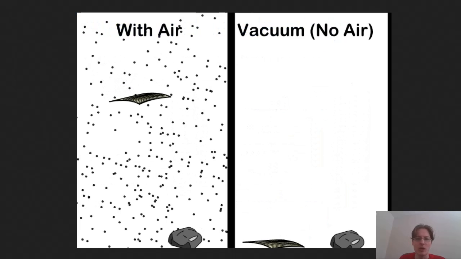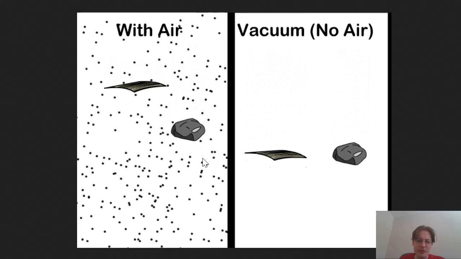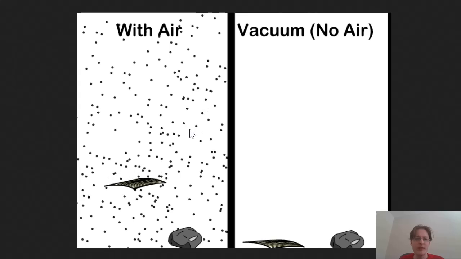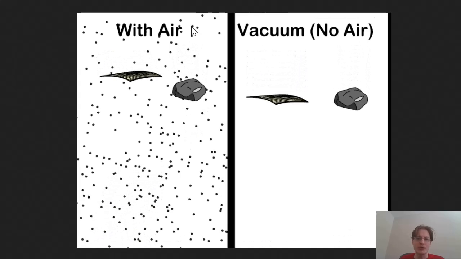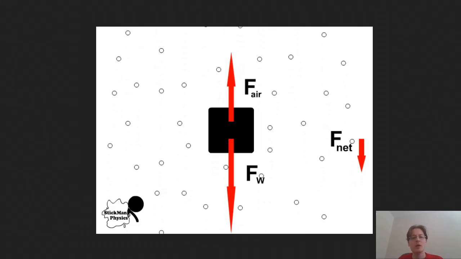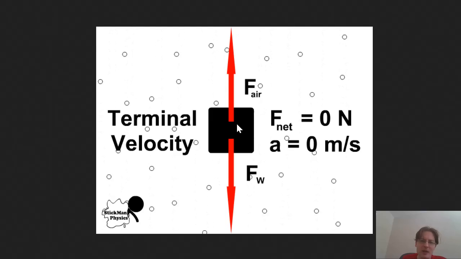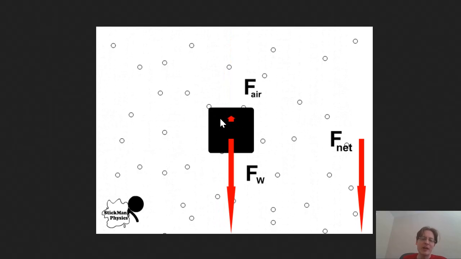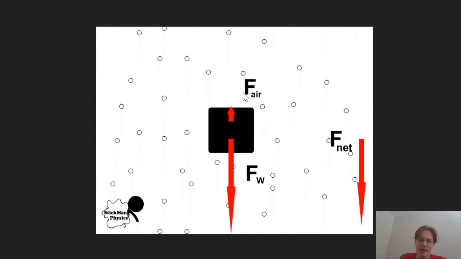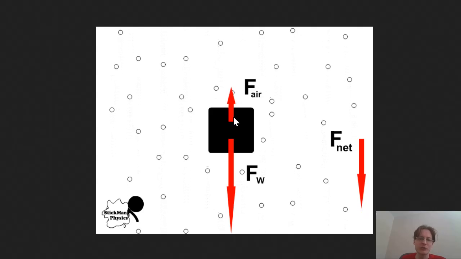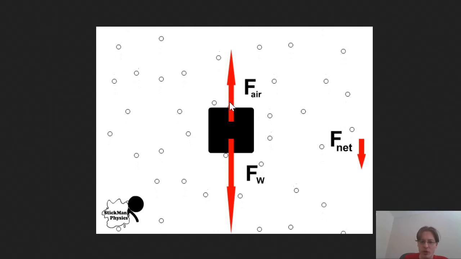An animation might help. As the object goes through the air, as it goes faster and faster, it's hitting the particles in the air at a higher and higher rate, and that's why the air resistance gets bigger. So when something falls through the air, it hits more and more air the faster it goes, and the air drag, here called F air, gets bigger and bigger and bigger the faster it goes.